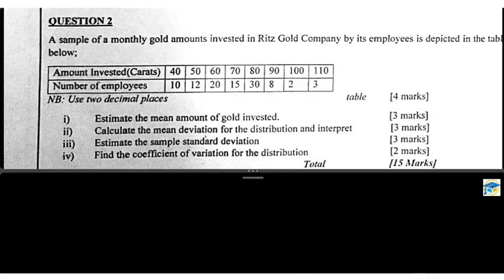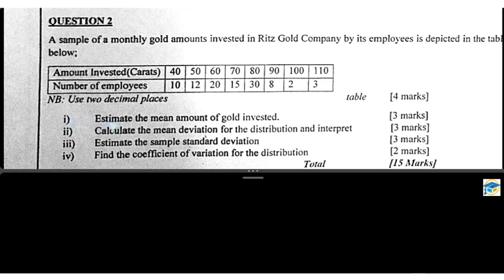In today's video, we are going to look at a sample frequency distribution question from a particular company. So I read: a sample of the monthly gold amount invested in Waste Gold Company by 8 employees is depicted in the table below. So we have the amount invested and then the number of employees that make this investment. The examiner told us to use two decimal places in this particular case.